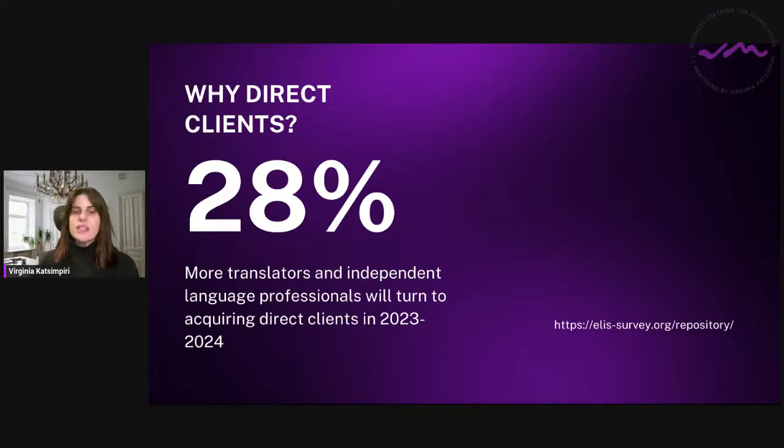But why direct clients? Because if you would like to create a sustainable marketing plan and client acquisition strategy by focusing on getting more direct clients, you have less chance of having AI affect your jobs, because I think direct clients and end clients will be the last ones to integrate AI into their regular localization and, of course, translation processes.